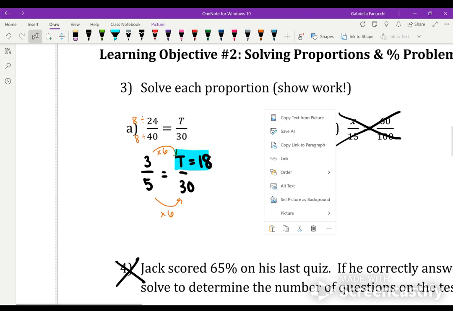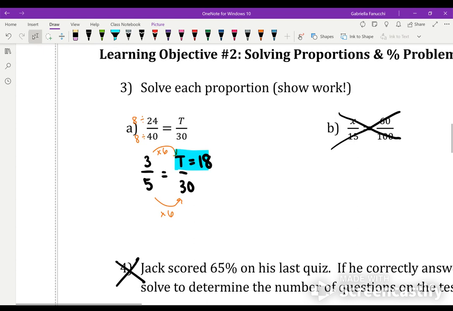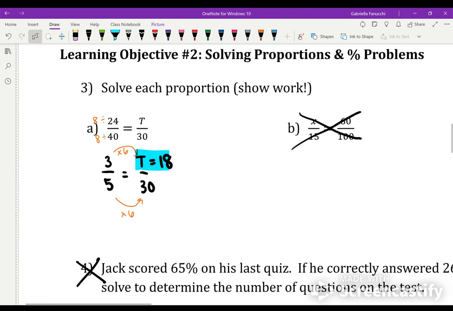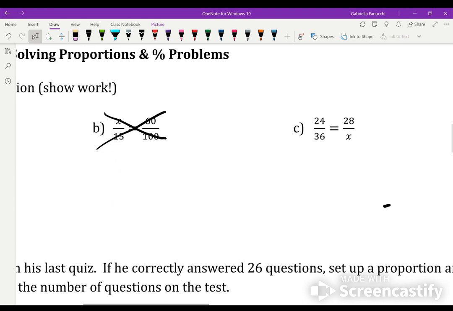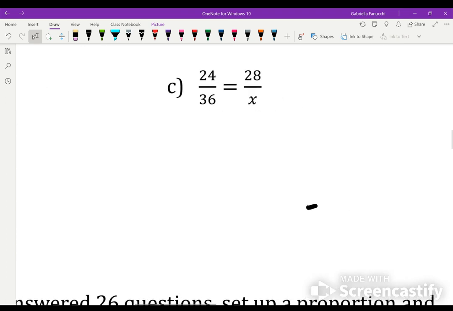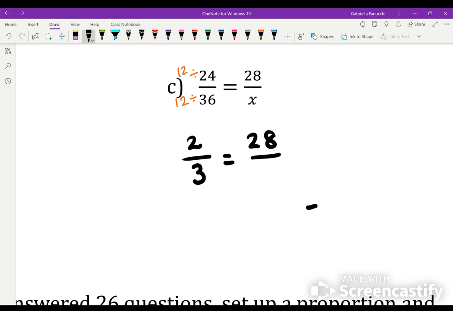Okay. I'm going to go ahead and do C. So you could have done the cross product and your answer would have been the same, but I'm just going to show you how to simplify. So let's try and simplify this first. They both can be divided by 2. They both can be divided by 4, but they also can be divided by 12. And you want to try and divide by the largest number. Okay, so 24 divided by 12 is 2. 36 divided by 12 is 3, is equal to 28 over x.